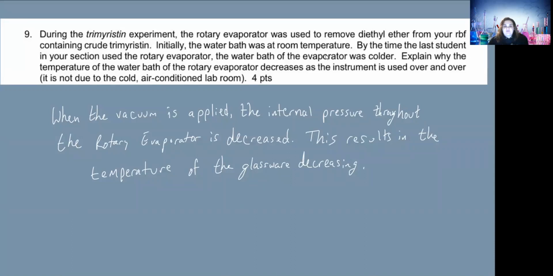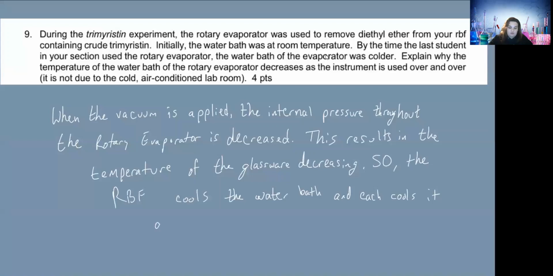Anyways, so this results in the temperature of the glassware decreasing. So then what happens is your RBF cools the water bath. Each student cools it a bit each time it's being used. Cools it a little bit each time. Okay, so that's what's going on with this one.